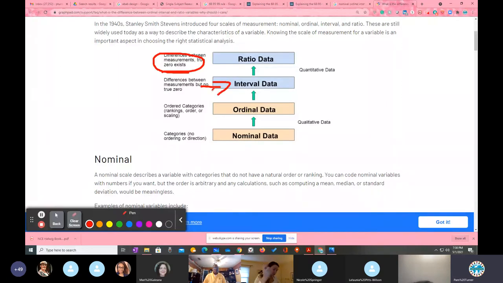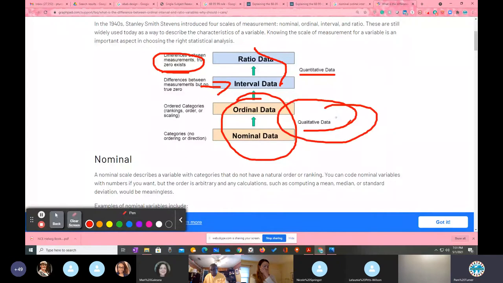An interval supposedly doesn't have a zero. Okay, your clock should never stop. If you use a thermometer, it should always be a certain amount of degrees. So there's no true zero in an interval. So ratio and interval are quantitative. Ordinal and nominal are qualitative, your quality. Okay.